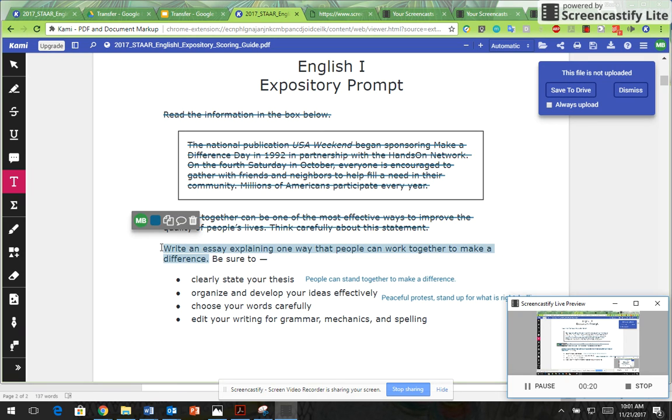Then the student looked in on what he had to write: an essay explaining one way that people can work together to make a difference. And he pretty much took that same word choice and made a thesis statement with it. People can stand together to make a difference.